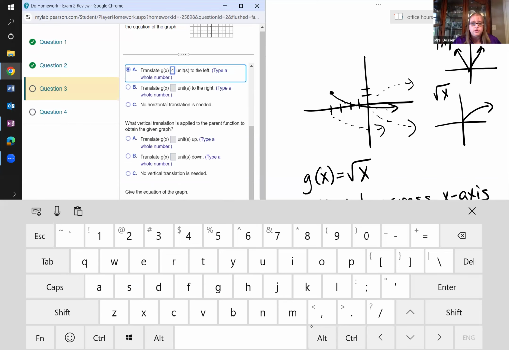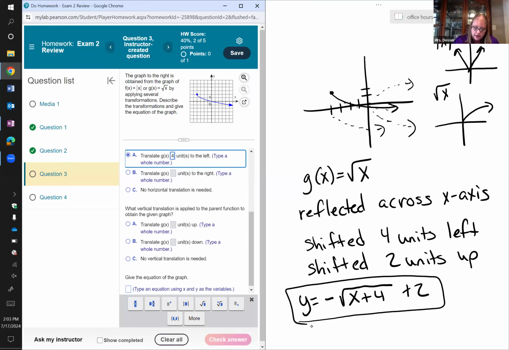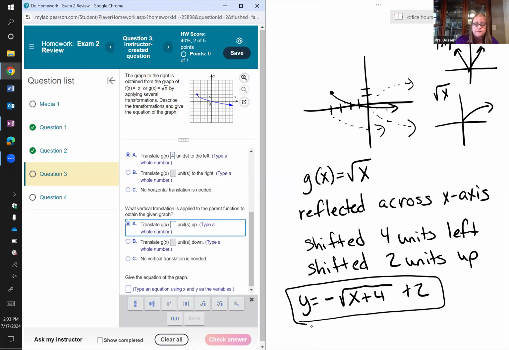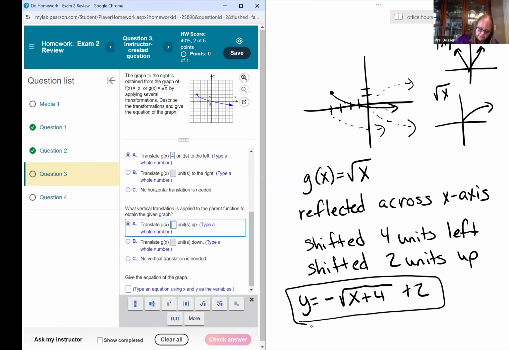And then for the vertical translation, that's up or down, we shifted 2 units up. So option A is units up, option B is units down. We select option A and we put 2 in the box because we shifted 2 units up.